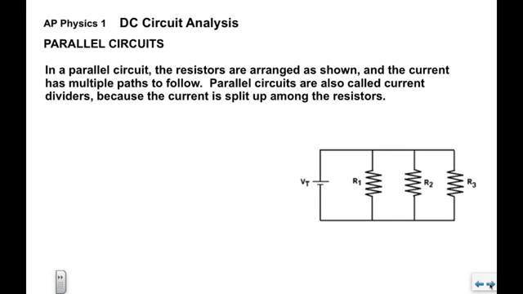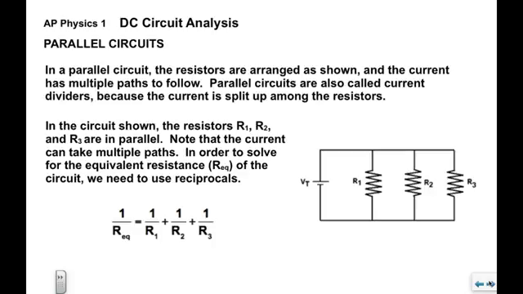Now we look at a parallel circuit. The resistors are arranged such that they present options for the current to take. So when the current comes out of the battery, it comes to this fork in the road here. That means that the current has two possible paths. So some of the current's going to go through R1, and some of the current's going to continue on to split up again and go through R2 and R3. Parallel circuits are called current dividers because the current divides. The current splits up among the resistors.